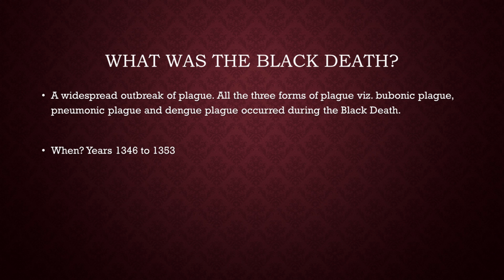So what was the Black Plague or Black Death? Well, it was a widespread outbreak of plague. All three forms of plague at the same time, that is the bubonic plague, the pneumonic plague and the septicemic plague. And they all occurred during the time of the Black Death or Black Plague. When, you might ask? Well, between the years 1346 to 1353. So in the 1300s.